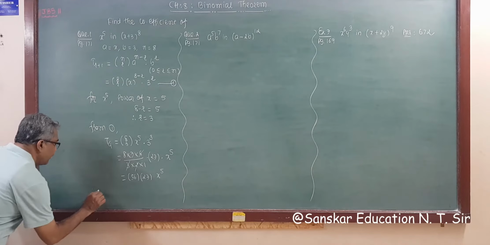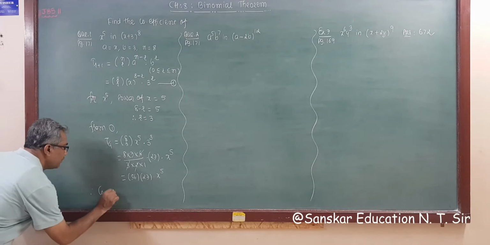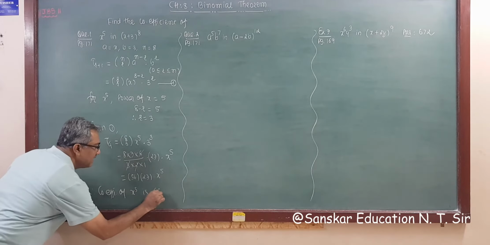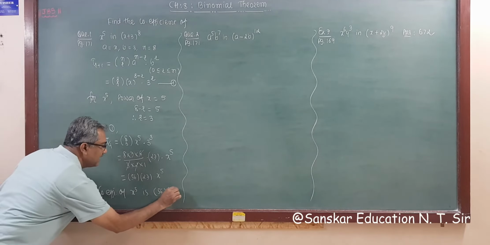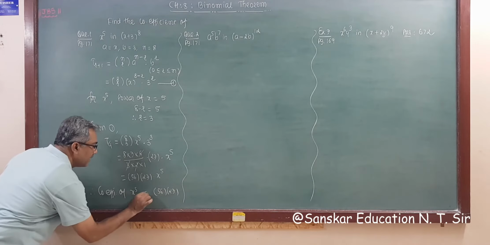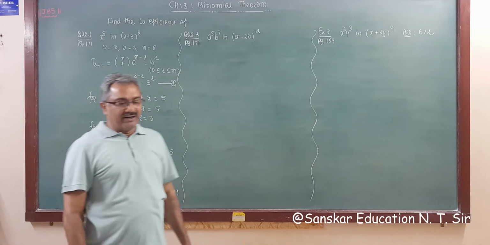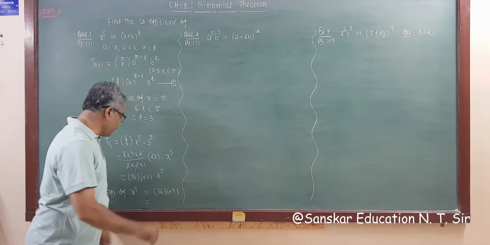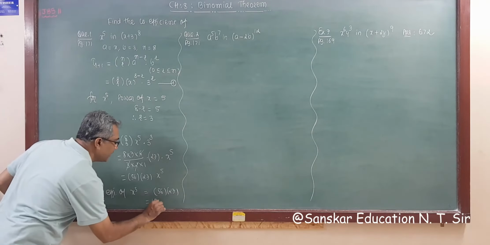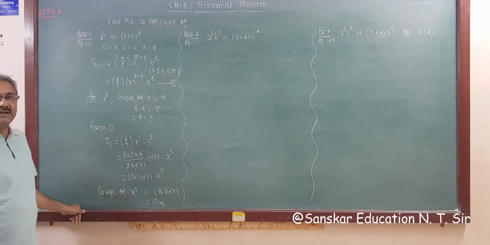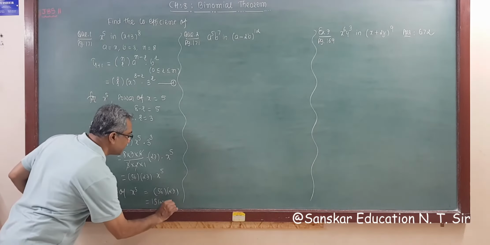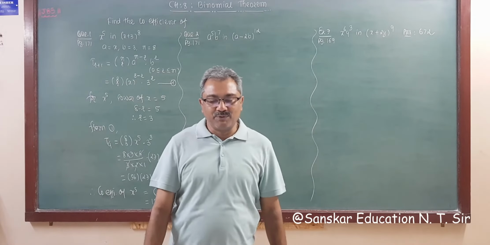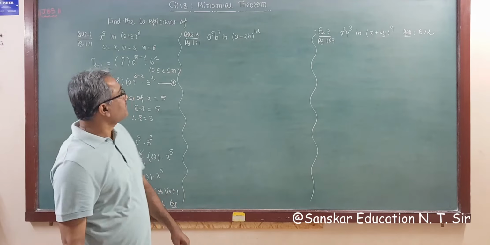Right? So therefore, coefficient of x raised to 5 is 56 into 27, which is equal to 1512. Multiplication is 1512. Got it? So this is your answer. I am writing from my laptop because it is given in the laptop. Okay?